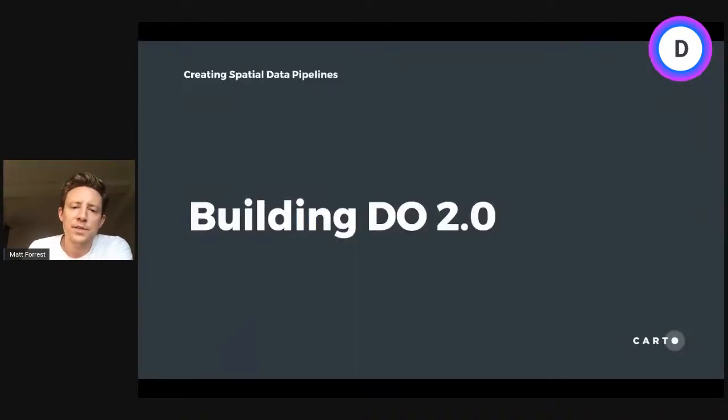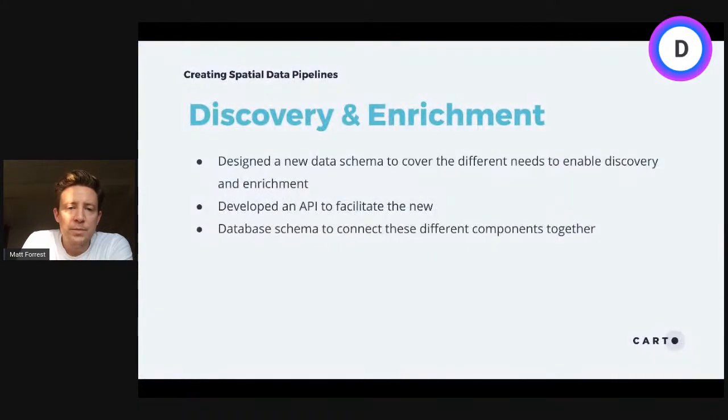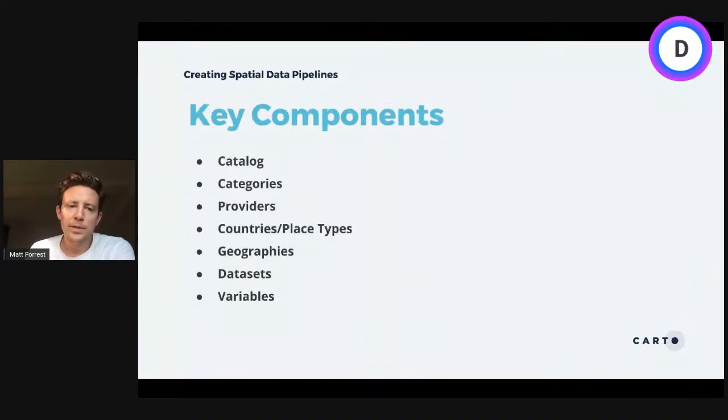When we started building this out, the first piece was focusing on discovery and enrichment. We designed a new schema to cover the different needs, and we really wanted to enable people to learn about the data in a very clean way. We wanted to develop an API for them to do that, and we did that within our product CartoFrames, so it's all accessible via Python and a Jupyter notebook. Then we created a database schema to connect all these different components together. And the components ultimately look like this.